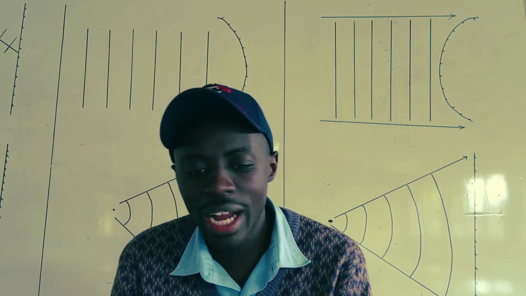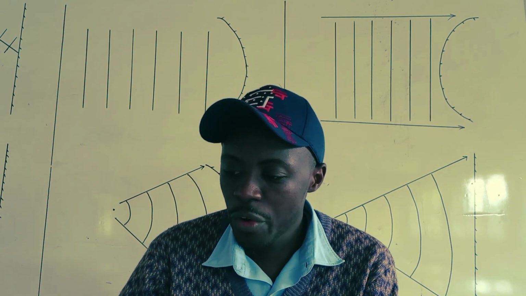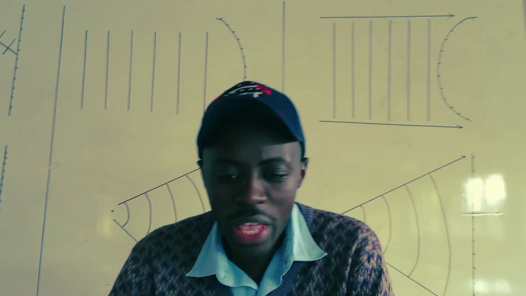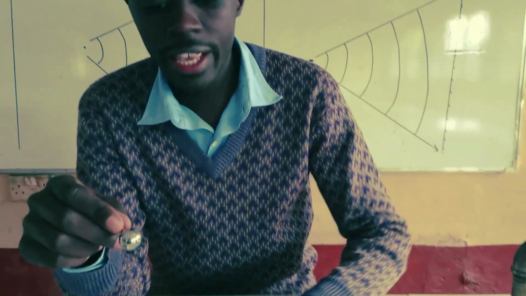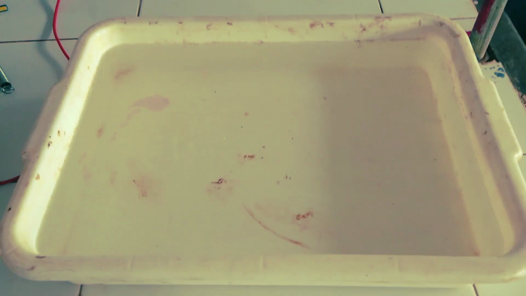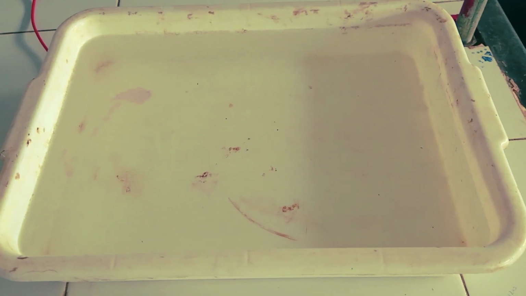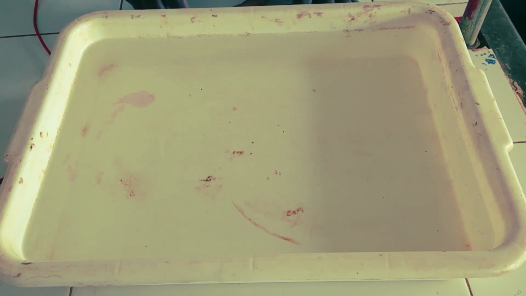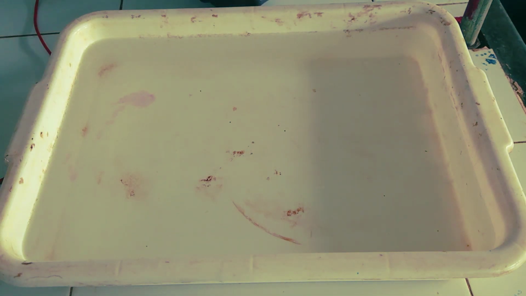We'll start by looking at a water wave before we understand how waves are reflected. We have water in a container here, and we want to see how the wave is formed in the water. I have a pendulum bob, so let's see how the wave moves.